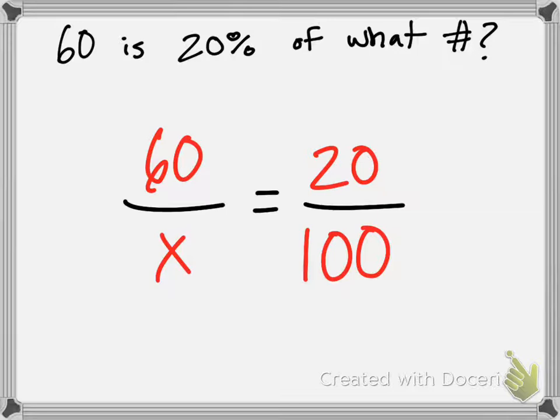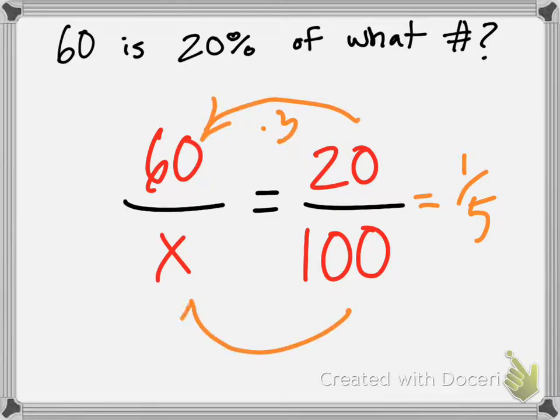Perfect. I don't even need to simplify, but if I did, who can tell me what 20 over 100 is simplified? Amelia, do you happen to know? 1/5. Yes, it just happens to be 1/5. Here it doesn't necessarily matter all that much because I can do this. 20 to 60 times 3. 100 to x times 3. Ella, what is x equal to? X is equal to 300. Whoop, whoop, 300, you guys.